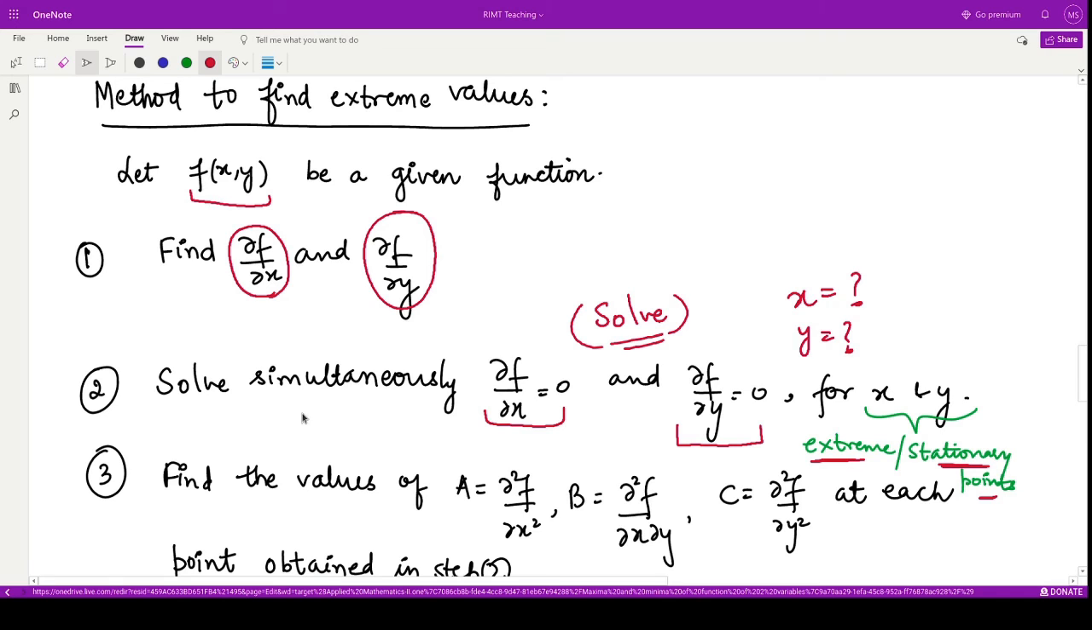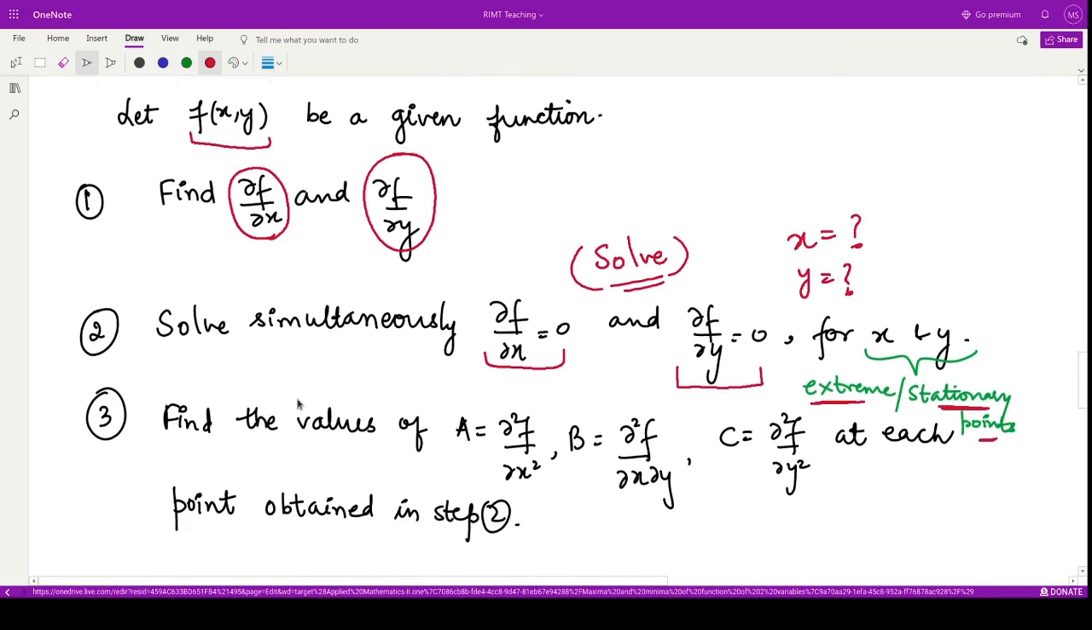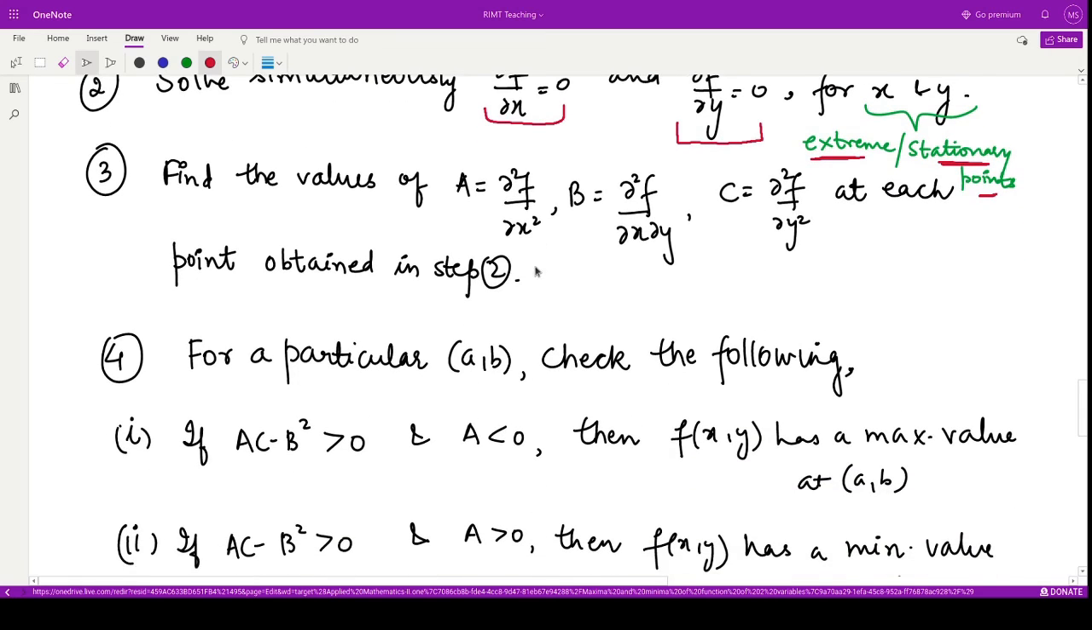what will you do? You will calculate the double derivatives. That means you will calculate A, which is the double derivative of f with respect to x. Then you will calculate B and C, which are the double derivatives with respect to x, y and y. At all these points, you will calculate these values. Now, for each point, you will check this relation: what is AC minus B square? Once you see the sign of this, if it comes out to be positive, and moreover your A is negative at that particular point, then you can say that we have a maximum value at (a, b).